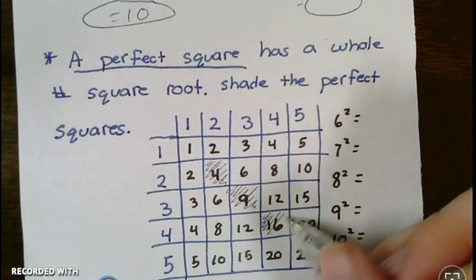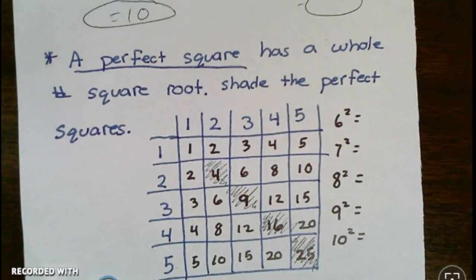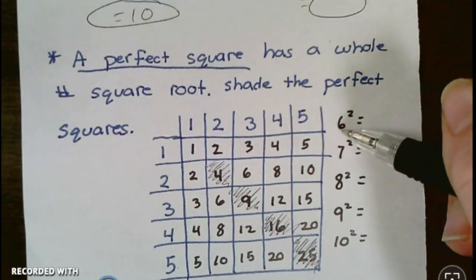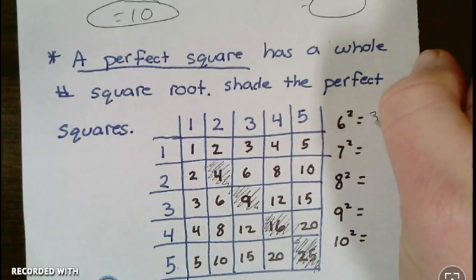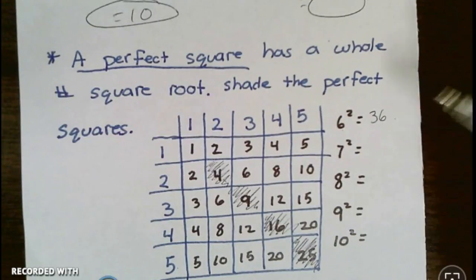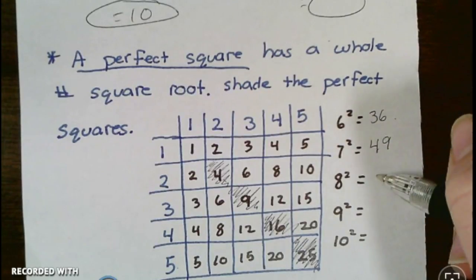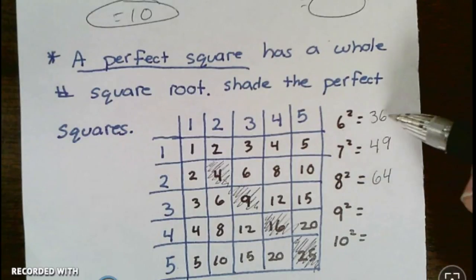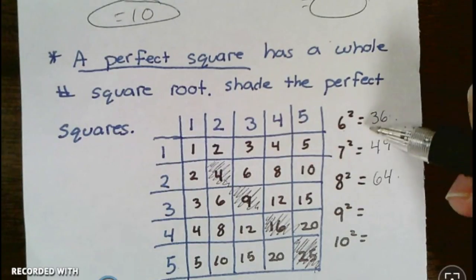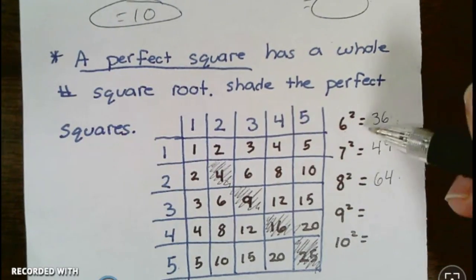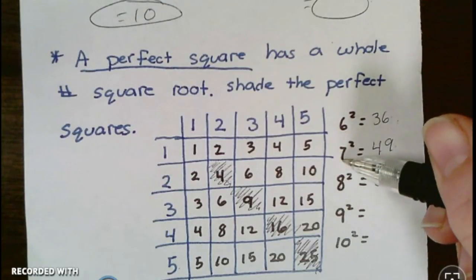4 times 4 is 16. 16 is a perfect square. 5 times 5 is 25. So 25 is a perfect square. What about 6 squared? That means 6 times 6 is 36. So 36 is a perfect square. 7 squared. 8 squared. All these numbers, 36, 49, 64, are perfect squares because if I find their square root, it's going to give me a whole number. The square root of 36 is 6. The square root of 49 is 7.